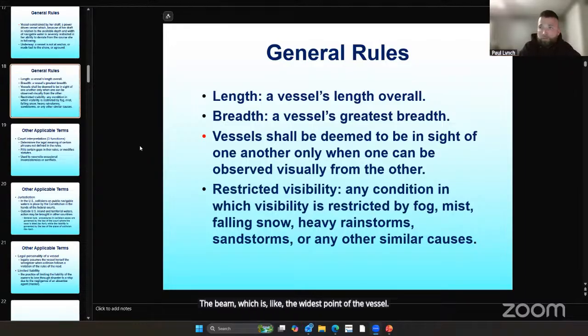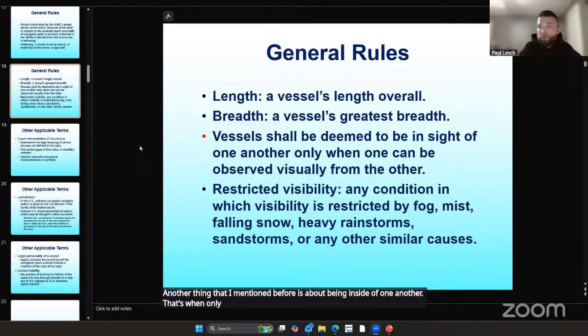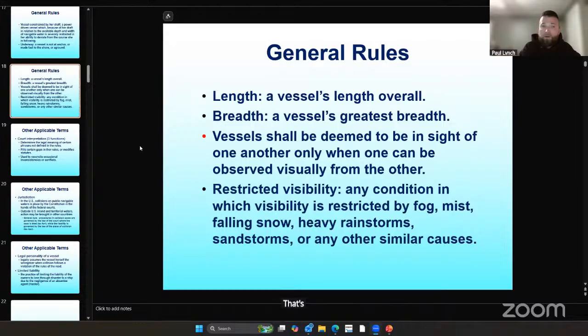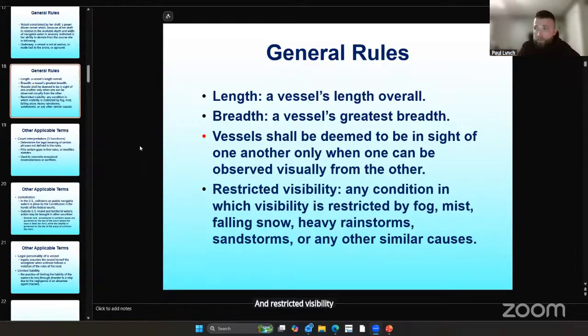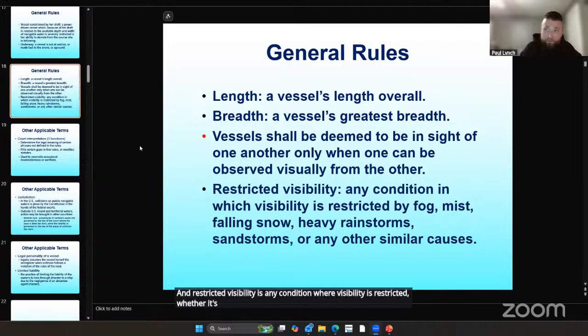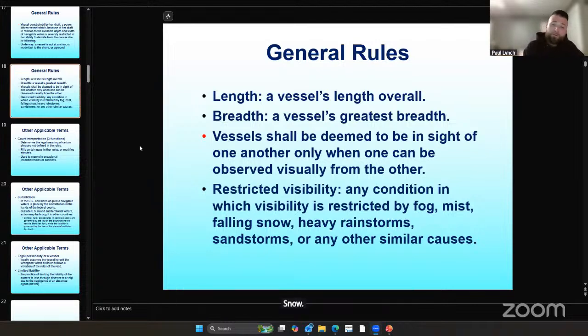Another thing that I mentioned before is about being in sight of one another. That's when one can be observed visually from the other. That's not including by radar. So that doesn't mean that you're inside of one another. You have to see them with your eyes, not through electronics. And restricted visibility is any condition where visibility is restricted, whether it's fog, mist, snow, rain, etc.